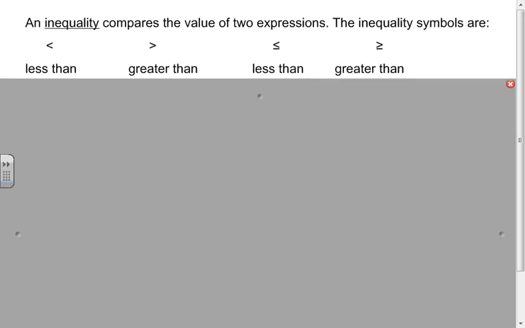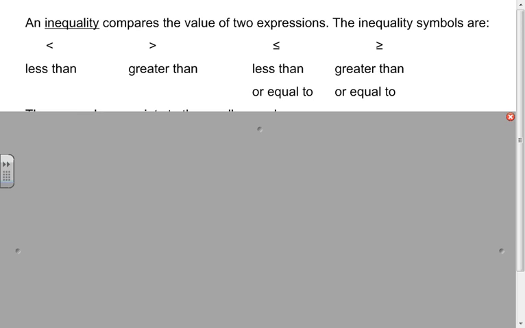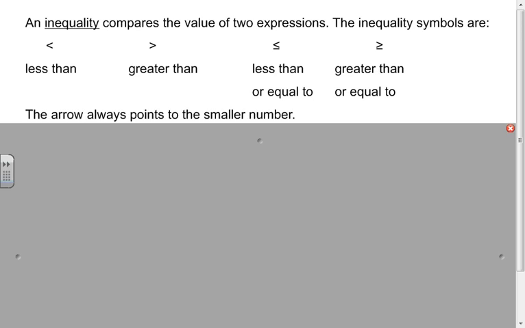Another topic for this section, inequalities. An inequality compares the value of 2 expressions. There are 4 inequality symbols. You've seen these before: less than, greater than, less than or equal to, greater than or equal to. There are 2 tricks that I use to remember these. If you turn these symbols into an arrow, see how the symbol turns into the arrowhead? The arrow always points at the smaller number. We'll use that in a second.